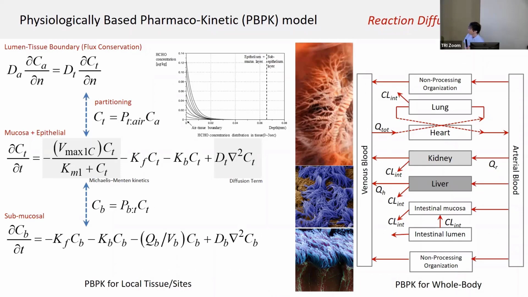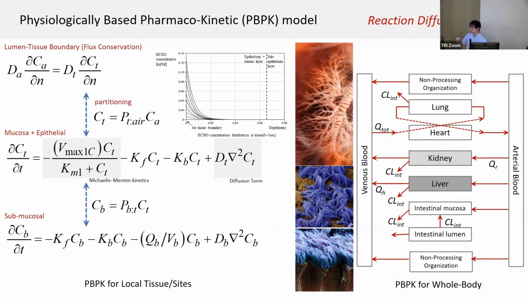Here, I'd like to briefly introduce the PBPK model, the physiologically based pharmacokinetic model, in order to precisely analyze the equilibrium concentration between lumen and tissue surfaces. The objective is a more precise analysis of the deposition flux, the adsorption flux from the air phase to the tissue surface phase, and the equilibrium concentration at the surfaces. This is an outline of the PBPK model. At the boundary, we must consider flux conservation, as shown in the first equation. The second equation shows the governing transport equation of the scalar in mucous and epithelial tissues, and the third shows the transport equation of chemical compounds in submucosal tissues.